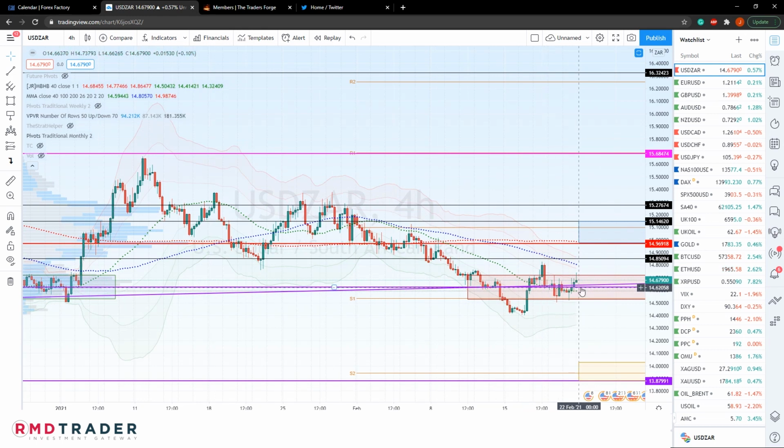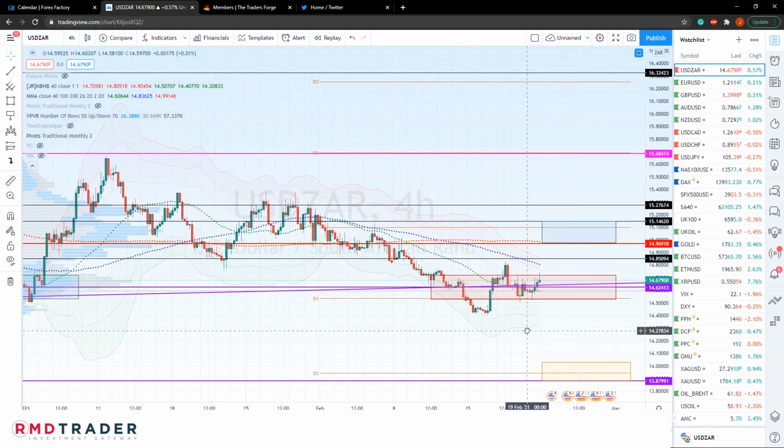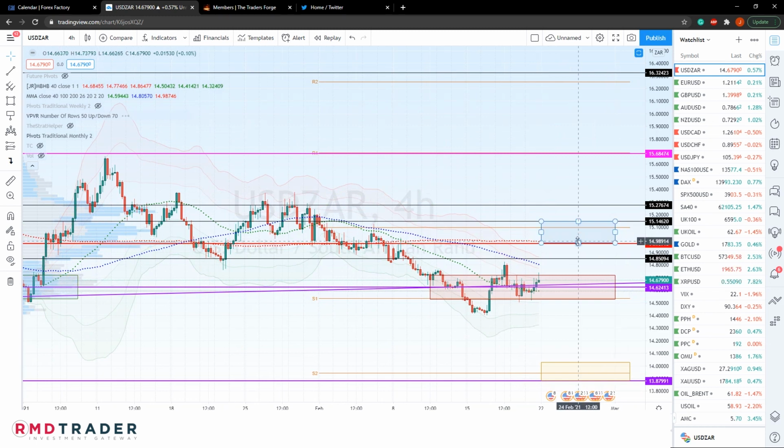In this scenario, should we see a break above our 4-hour 100 SMA and also above the highs there at about 1483, that could then see price retest the crucial level at about 1498 to 1500, and a break above that could see a bullish reversal, sending price to retest the level at our monthly R1 at 1568.